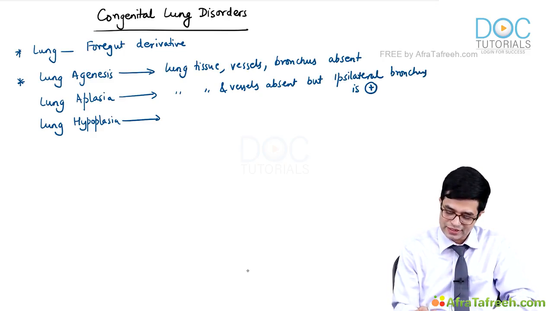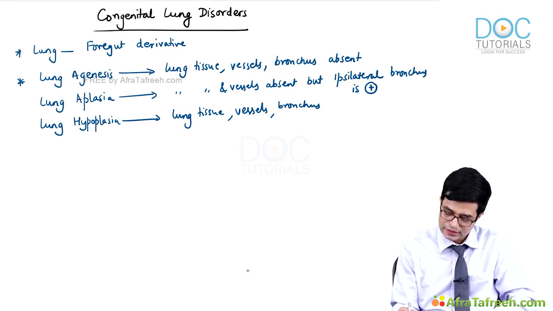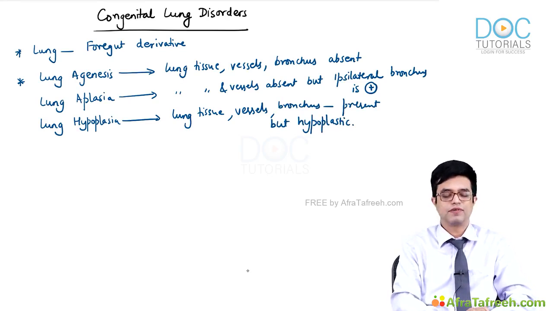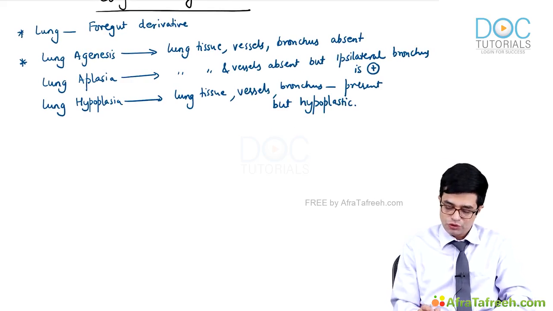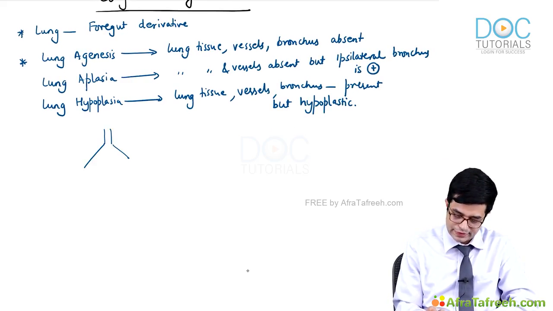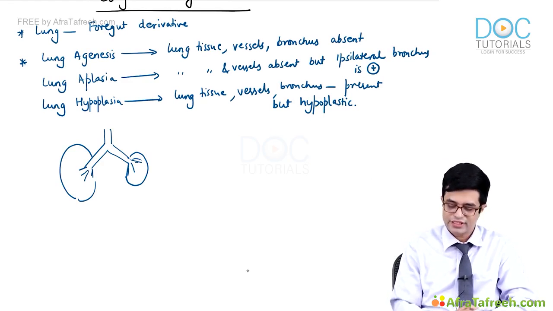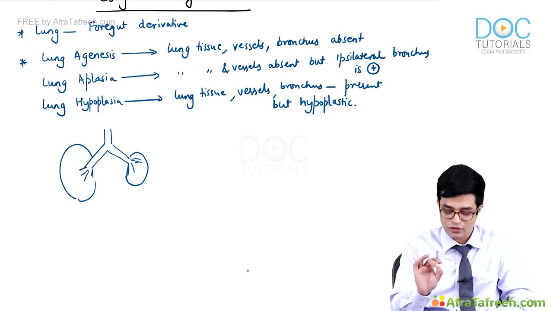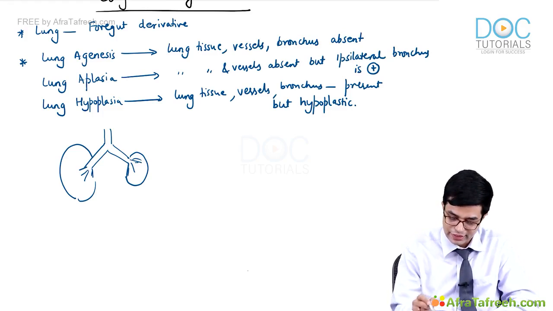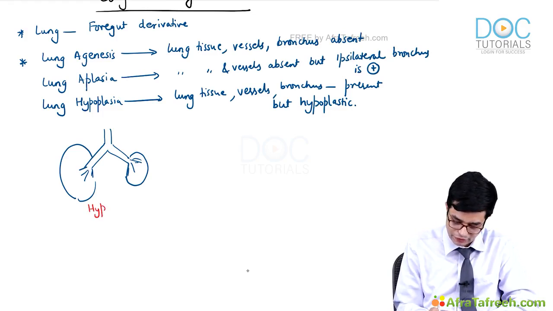So lung hypoplasia means the lung tissue, its vessels and its bronchus are present, but it is found to be hypoplastic. If I have to show you diagrammatically, what is this condition? Yes, it is present on both sides, but this side lung, as you can see, is smaller in size, so this is hypoplasia of the lung. So this lung is hypoplastic.